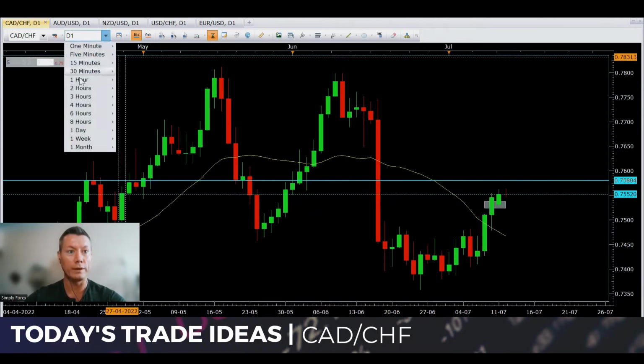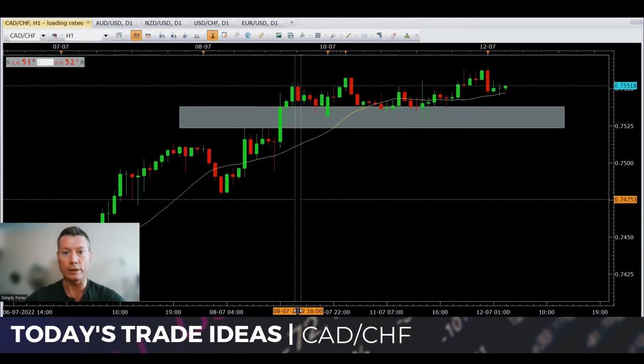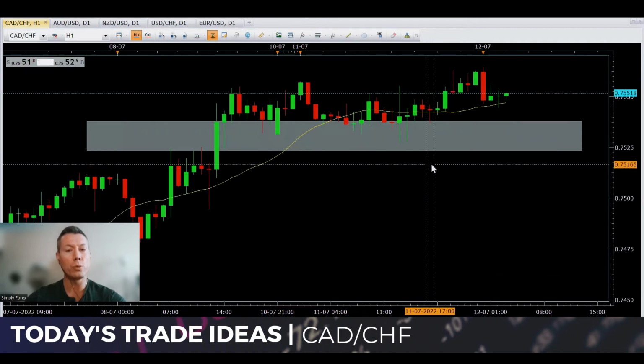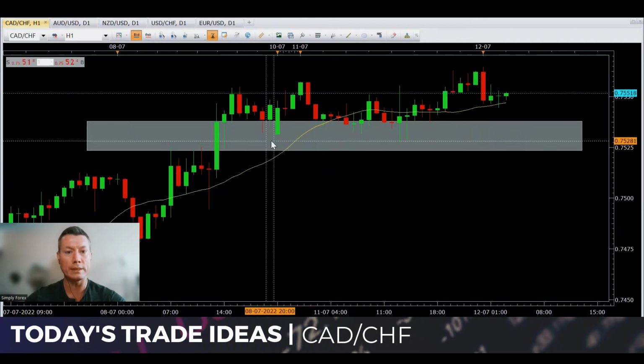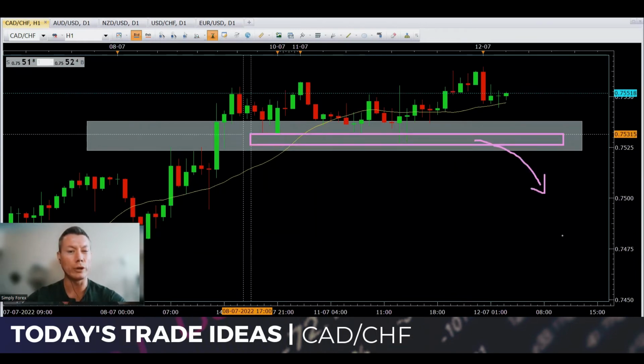Let's look at H1 to see where we can enter. We can execute our trade. Okay, guys, so yeah, I've only got the one grey zone because if the H1 structure and these lows are broken, I am not interested. So we have to keep the H1 structure intact.